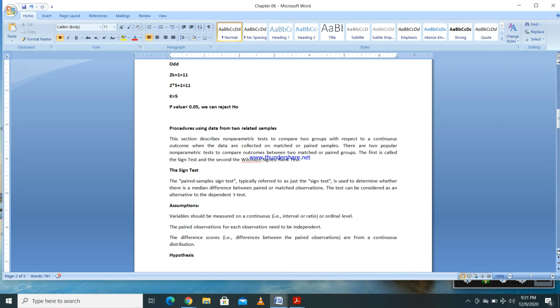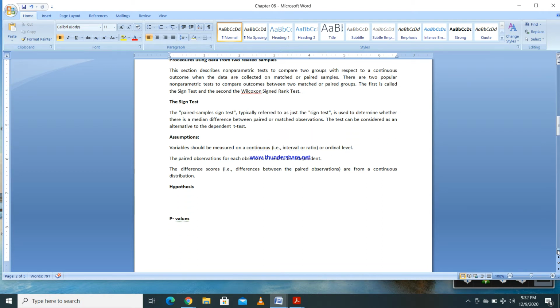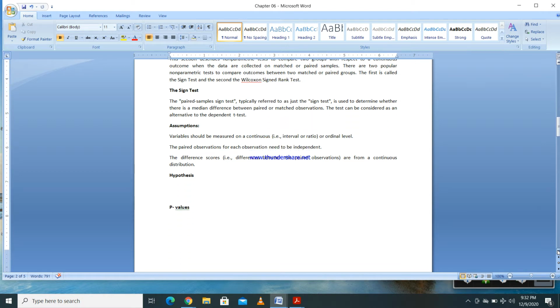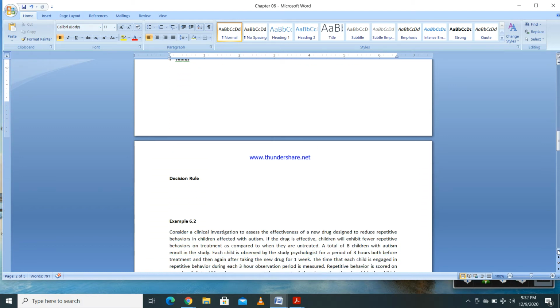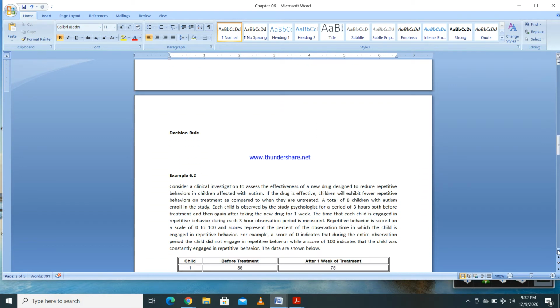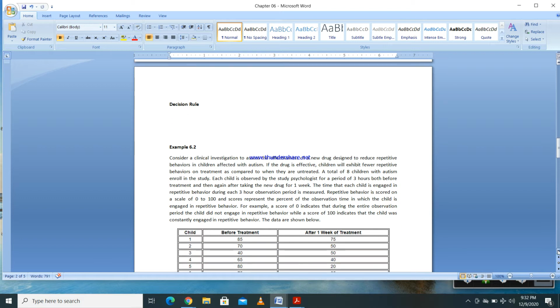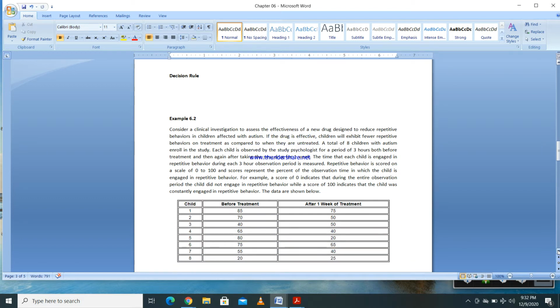So based on these assumptions, if you have two samples and these two samples are dependent, and if you are interested in testing about a mean of these two samples, you can use a sign test or you can use the Wilcoxon test. How to write the hypothesis, p-value, and the decision rule is exactly like the sign test. So I will just go through this example and explain it to you, right?